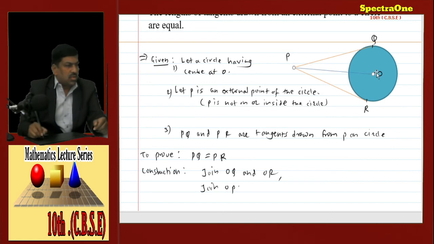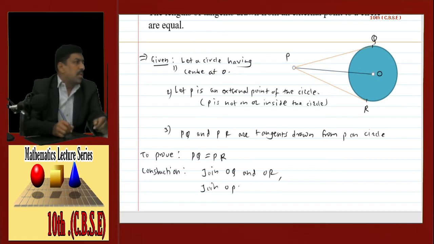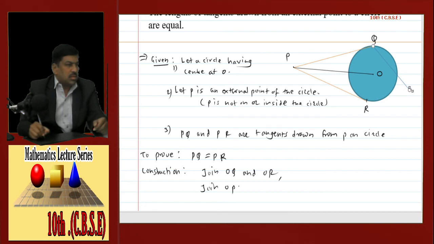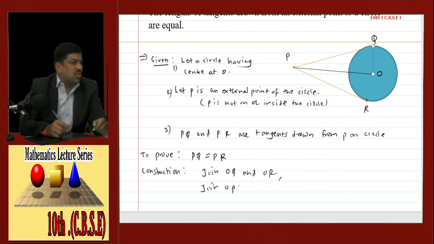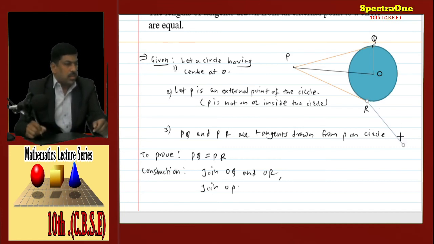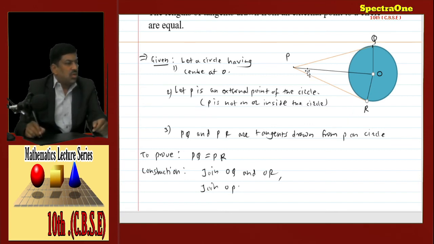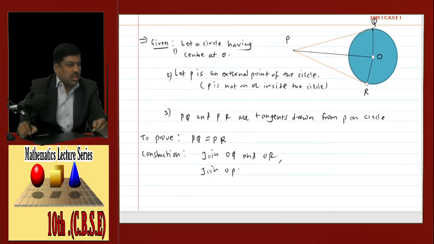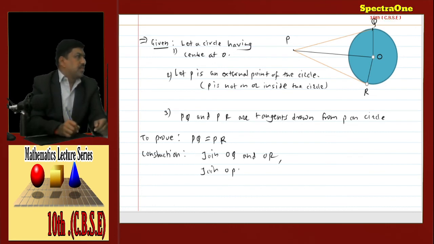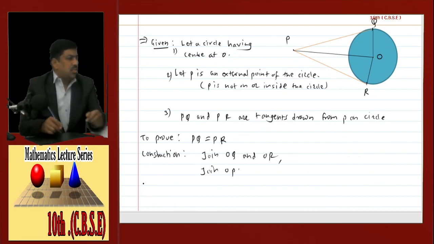This is OP. This is OQ. And this is OR. In this way we have joined OQ, OR and OP. So let us prove now.